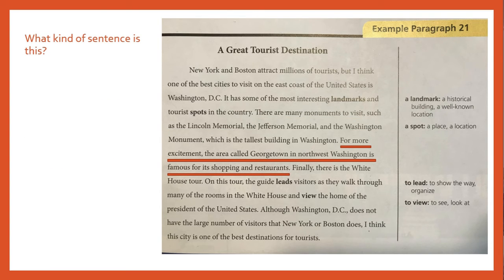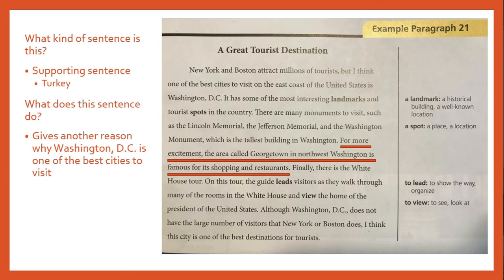For more excitement, the area called Georgetown in northwest Washington is famous for its shopping and restaurants. So this is going to be another supporting sentence, right? Another slice of turkey. This provides another reason that D.C. is one of the best cities on the East Coast to visit.